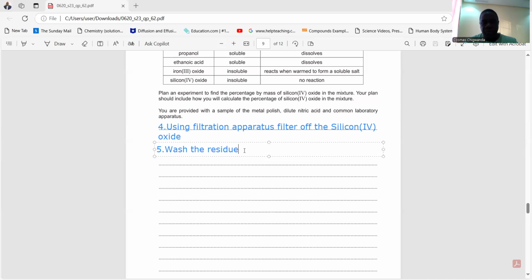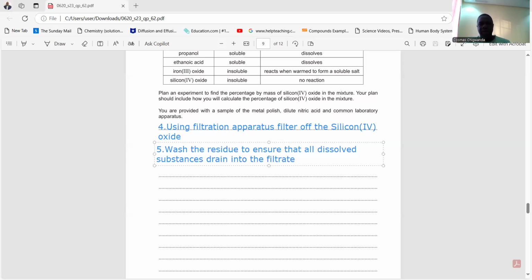Wash the residue to ensure that all dissolved substances drain into the filtrate. Okay, right.